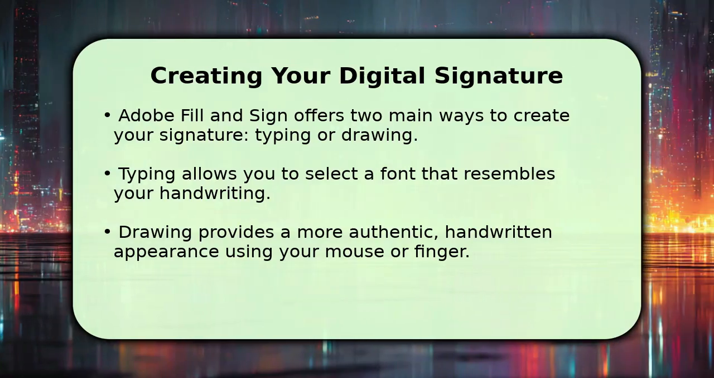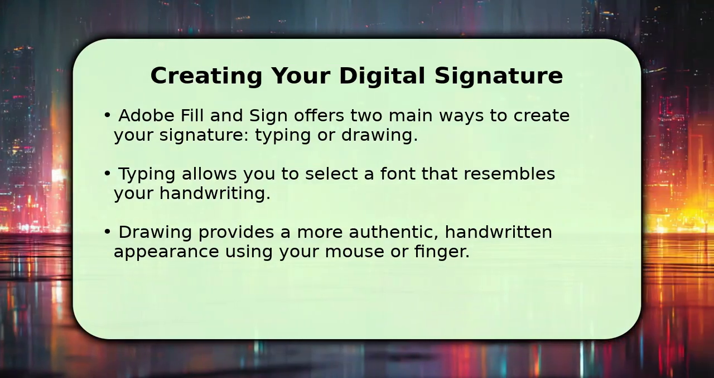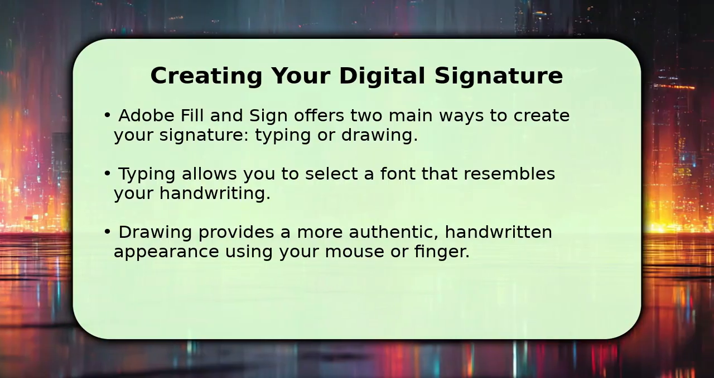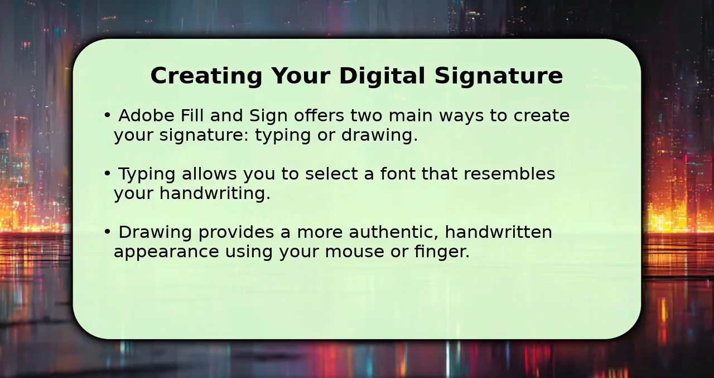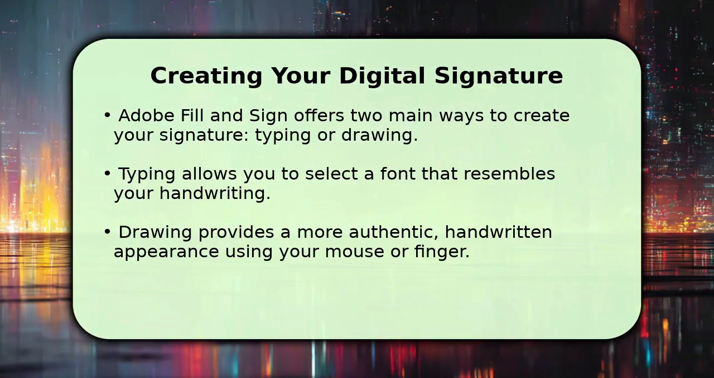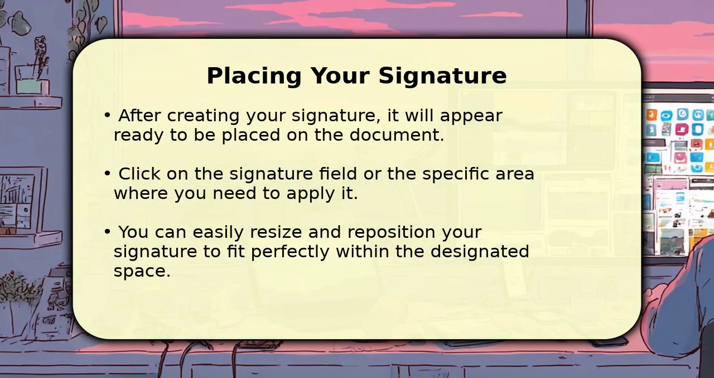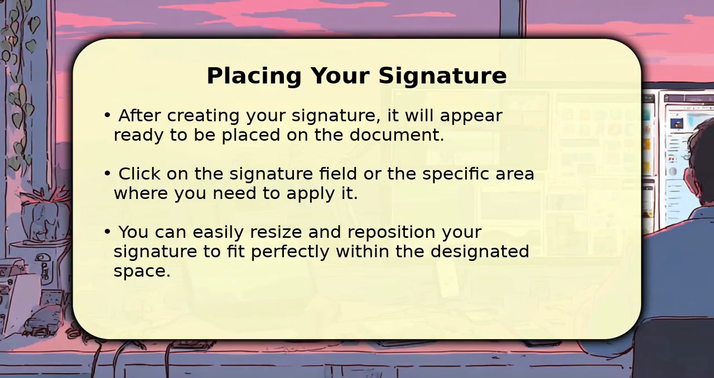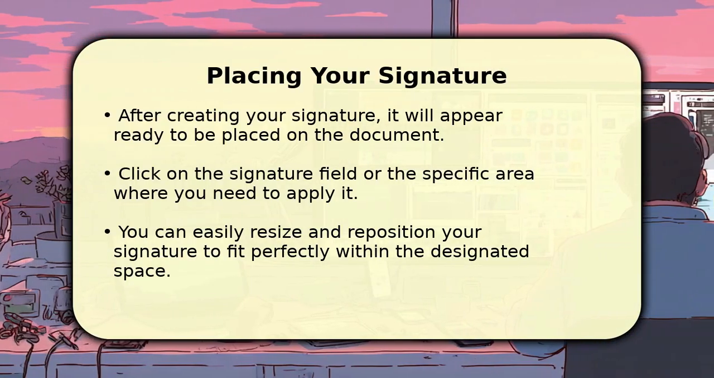You can either type your name and select a font style, or use your mouse or touchscreen to draw your actual signature. Take your time to make it look just right, ensuring it accurately represents your physical signature. Once your signature is created, it will be instantly available for placement on your document.